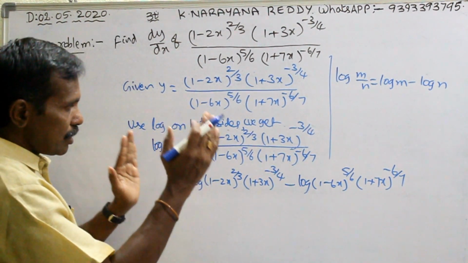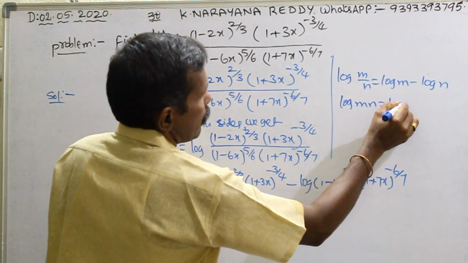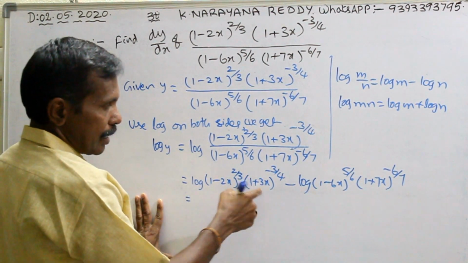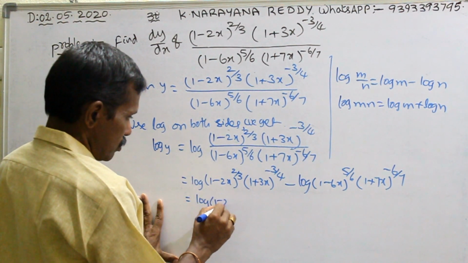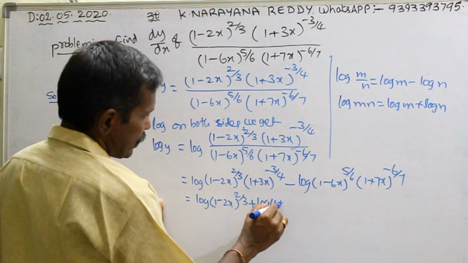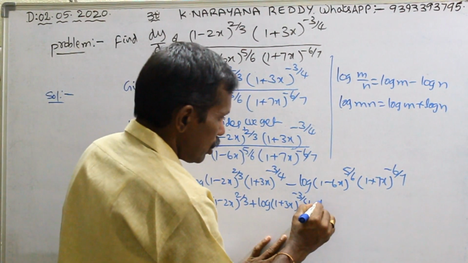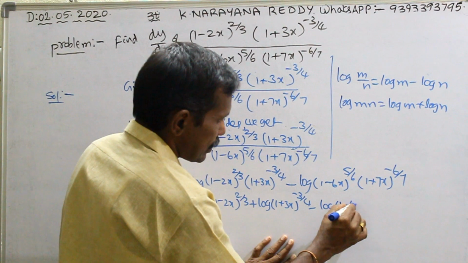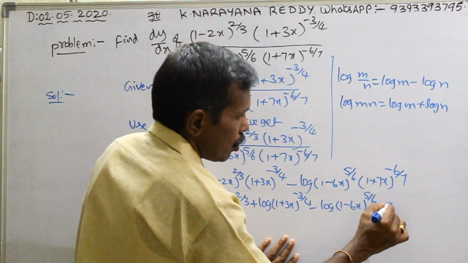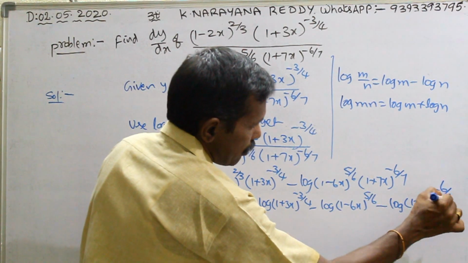Now again this is in the form of log mn, which is log m plus log n. Yes, you know this. Again this is m, this is n. Log m plus log n, (1 plus 3x) to the power of minus 3 by 4, minus log (1 minus 6x) to the power of 5 by 6. The minus is there, the symbol changes, minus log (1 plus 7x) to the power of minus 6 by 7.